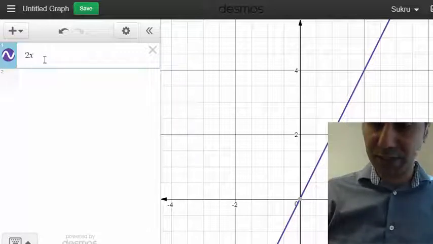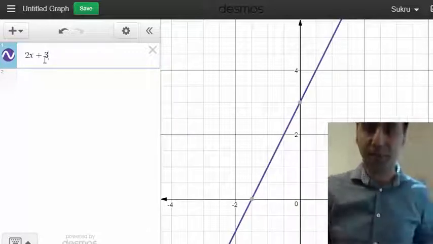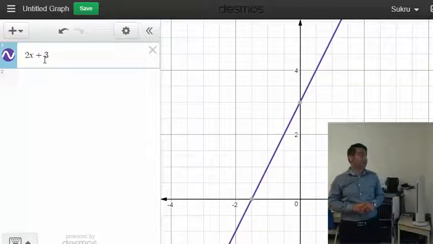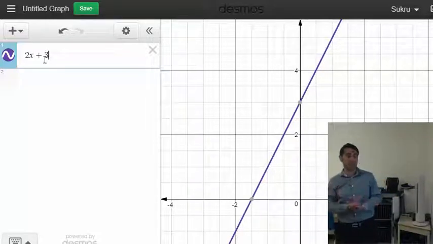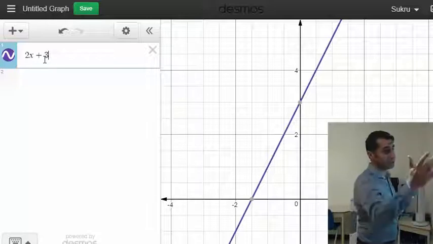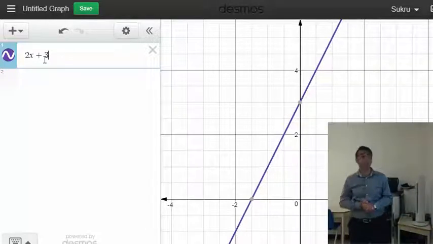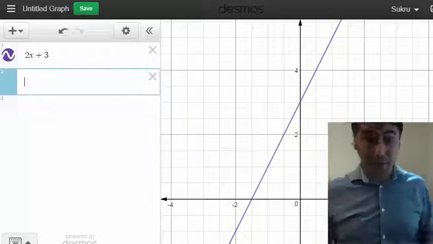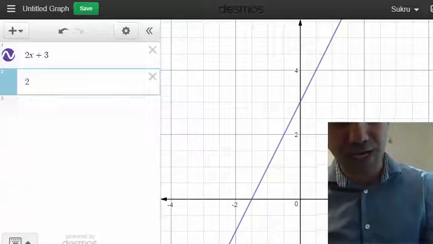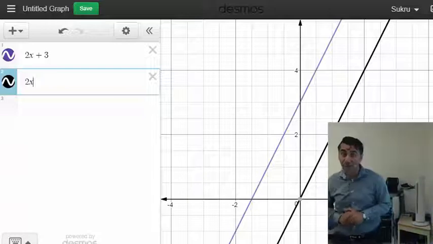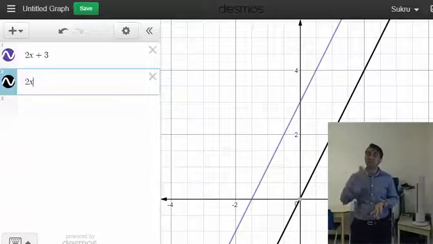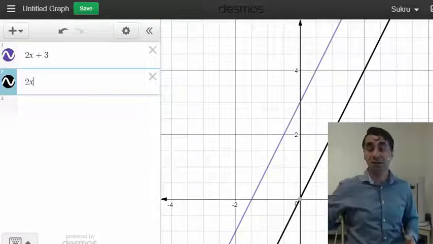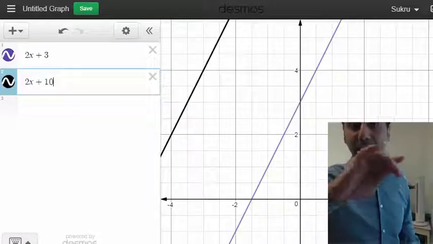2x plus 3. You see the purple color? 2x plus 3. This is the equation. It goes from here to that. And if I want to make a parallel line, all I have to do is make sure I start with 2x. I start with 2x, and then no matter what I write, it's going to be a parallel line, such as 2x plus, let's say, 10.